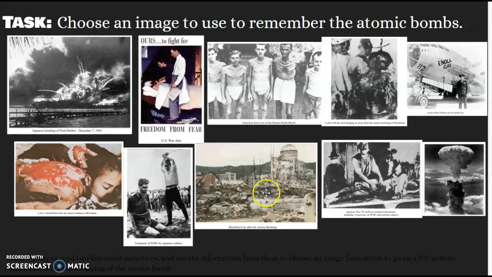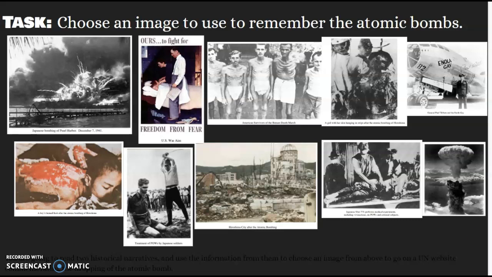Here we have Hiroshima after the bombing, just the sheer destruction. Over here, Japanese Unit 731 performs medical experiments, including vivisections on POWs and colonial subjects. So this one is portraying Japan obviously in a negative light because they're doing medical experiments on human beings and prisoners of war, to be exact, which shows, again, the reason behind the need for the atomic bomb.